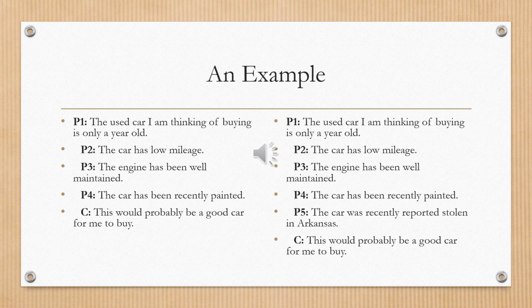But notice the argument on the right-hand side. The first four premises are identical: the car is a year old, low mileage, well maintained, recently painted, but we also add the fact that the car was recently reported stolen in Arkansas. Now you can see that this additional piece of information should cause us to revise our evaluation of this argument, and now we would see that it's probably not a good idea to buy this car. So the argument has gone from strong to weak because more information has come to light. This is part of the interesting aspect of inductive reasoning: we constantly have to revise our results based on new information coming in.